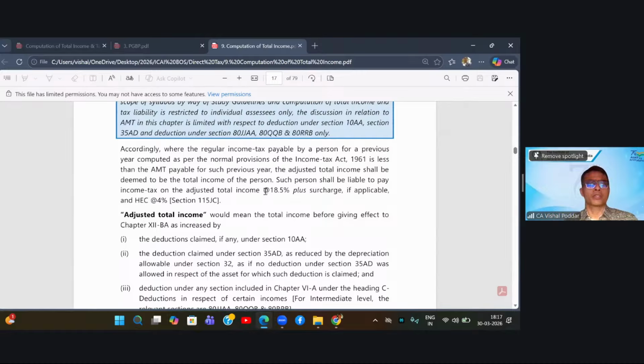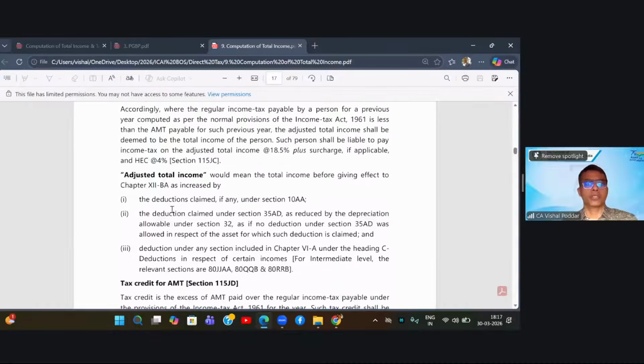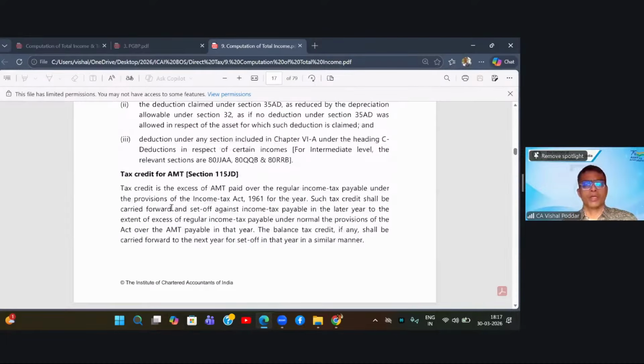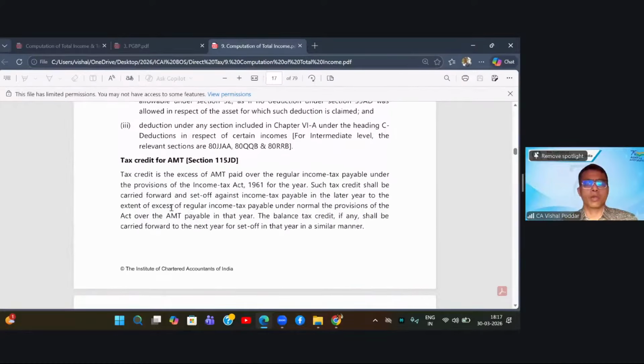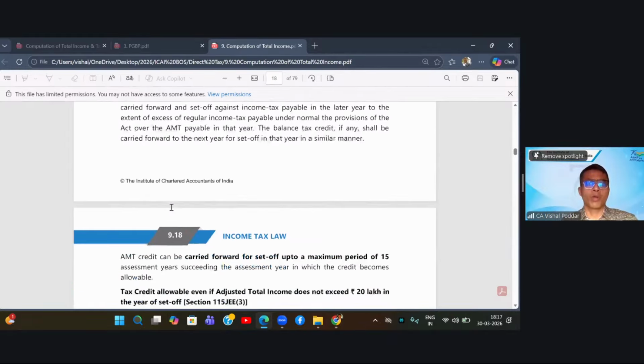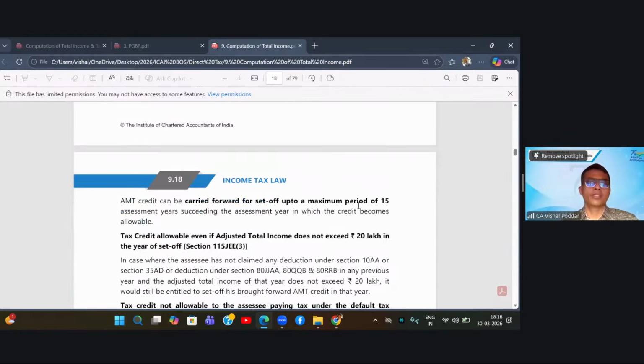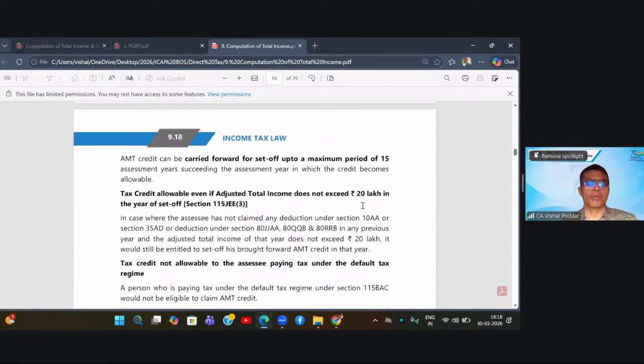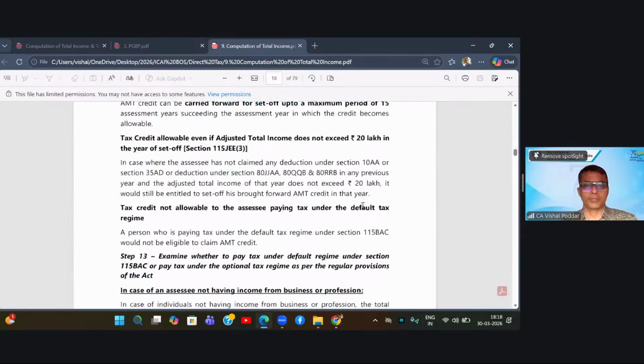This 18.5% is the flat rate, irrespective of what incomes are covered, whether it is long-term capital gain or short-term capital gain, it makes no difference. Plus surcharge, wherever applicable, that is above 50 lakhs, and health and education cess, which is compulsory 4%. This tax credit is available wherever AMT is payable because your regular tax is less. So the excess amount which you have paid over and above your regular tax can be carried forward and set off in future years up to a maximum of 15 further years.